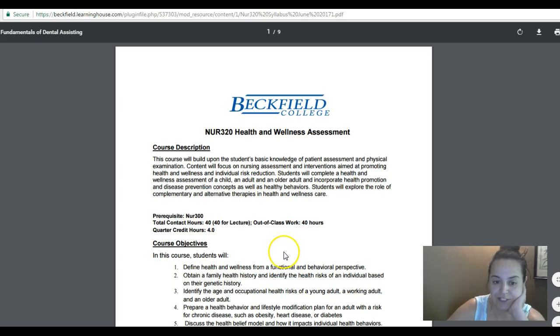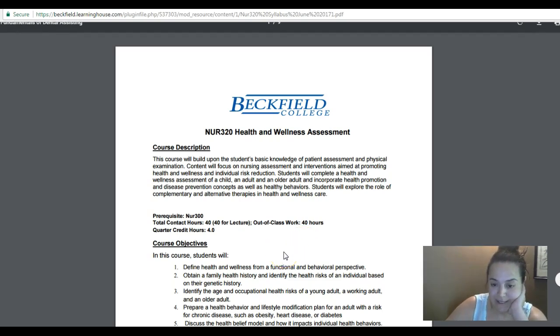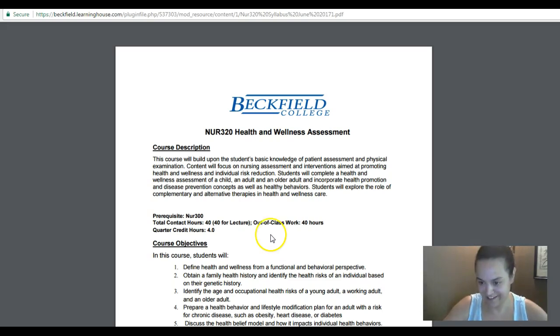So the course description, we're going to build on your basic knowledge of patient assessment and physical exam. So you guys obviously have that. Content is going to focus on nursing assessment and interventions aimed at promoting health and wellness. And of course, assessing individualized risk and how to reduce that. So this is really important. Sometimes there's risk based on developmental stage, environmental effects, and understanding those risks so that we can educate before that.